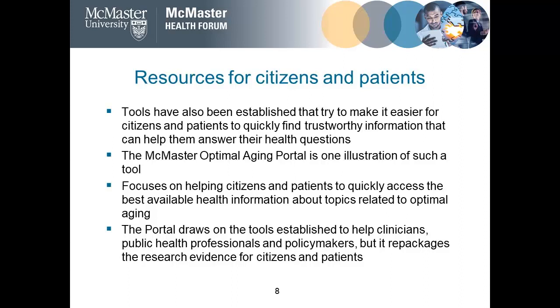Luckily, there are people who are interested in trying to develop tools that make it easier for citizens to quickly find the information that they can trust and that they can use to inform their own decisions. The McMaster Optimal Aging Portal is one illustration of such a tool. It focuses on ensuring citizens and patients can quickly access the best available health information that is relevant to the issues that they care about most.